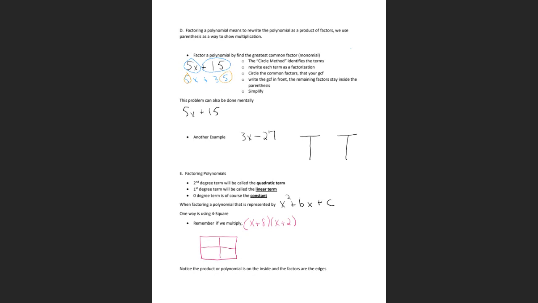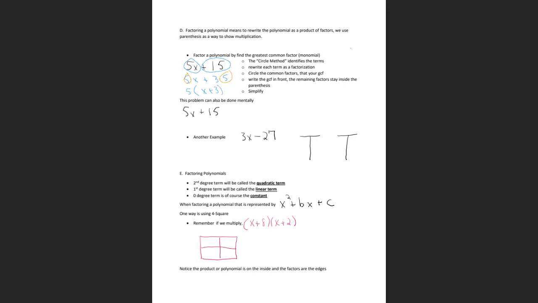So what we do in factoring polynomials is, once we find the greatest common factor, which is 5, we're going to write the GCF out in front. So the 5 goes out in front, and then we're going to use parentheses, and what's left is going to stay inside the parentheses. So the x plus 3 would be what's left.